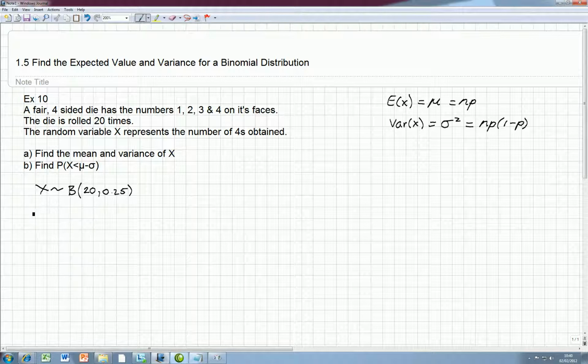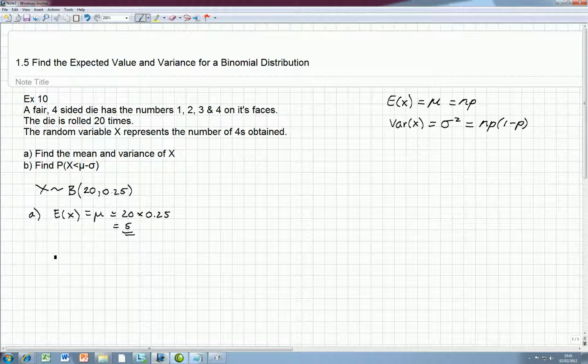Okay, so then for part A, to find the mean, or if you like the expected value, would be the better way of describing it, because we're talking about probabilities. Then we just do np, so 20 times 0.25, and that gives us a value of 5.